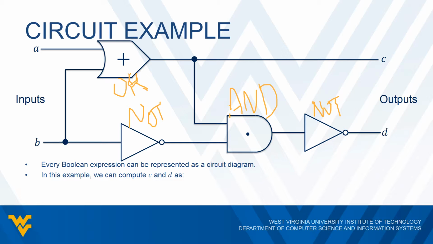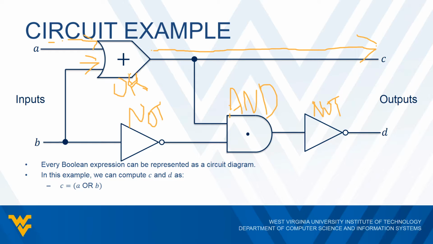So for example, let's say we want to compute the values of C and D. Now, what's going to be C? Well, it's going to be A or B, because we have this OR gate up here. The value of A is going to go in here, the value of B goes in here, and then its output is going to go all the way to C. So C in this case is going to be whatever A or B is.